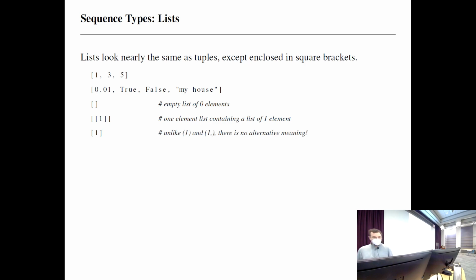Well, there's no comma because there's no alternative meaning for this string. Here, this looks like an algebraic grouping of a number, and this looks like a tuple of one element. But this can only be a list of one element, because we don't allow square brackets for algebraic grouping in Python. All parens in algebraic expressions are round parens. So because the symbol has multiple meanings here, there's no conflict in the meaning, and we can just treat it as a singleton list.